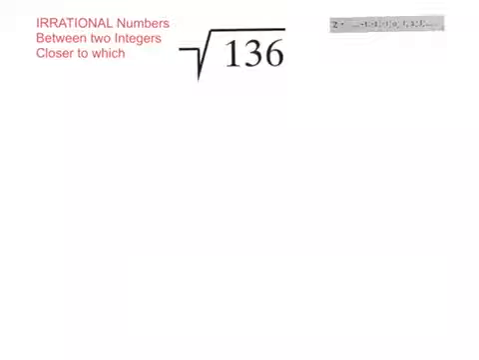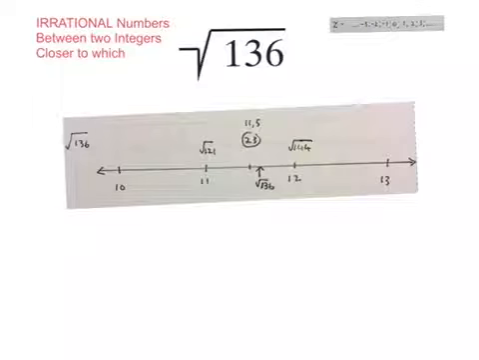Next, we're going to find the square root of 136. It's an irrational number. We want to know roughly what its answer is, between which two integers and closer to which one. The last two we're just going to do together, everything provided. We want the square root of 136. We know it lies between the square root of 121 and the square root of 144. That answer will be 11 and 12, so it lies between 11 and 12. We have to find closer to which one.